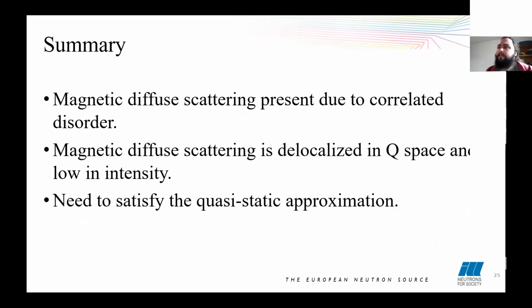But just a brief summary, we saw what magnetic diffuse scattering is and how it is present when we have correlated disorder. Magnetic diffuse scattering is characterized by being delocalized in Q space and having low intensity. And on top of that, we need to satisfy the quasi-static approximation to be able to see the full picture and not simply some artifacts or some missing components.